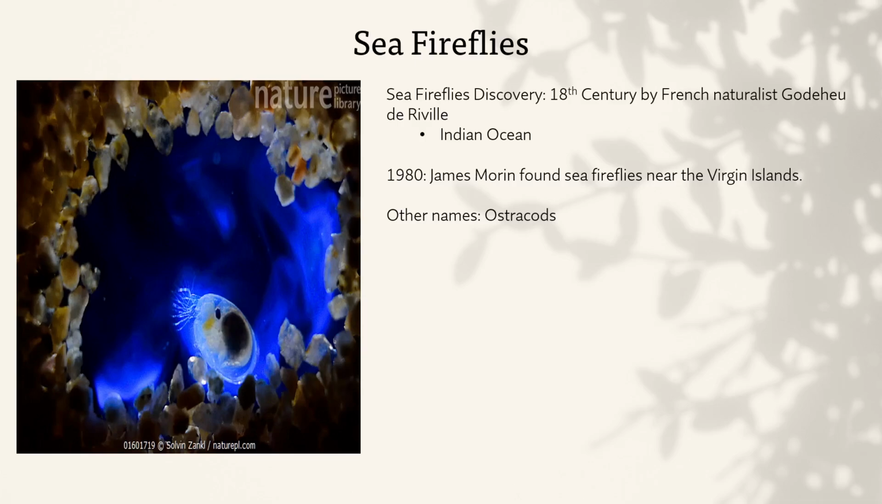Then comes James Morin in 1980, who found sea fireflies, very similar to the one pictured on the left, near the Virgin Islands. So really interesting that maybe they were by the Virgin Islands all along, but nobody had been down there to discover these organisms. And as you can tell, they're super tiny. So the only way you're going to see them is when they emit that light. But there are only certain conditions in which that can happen.